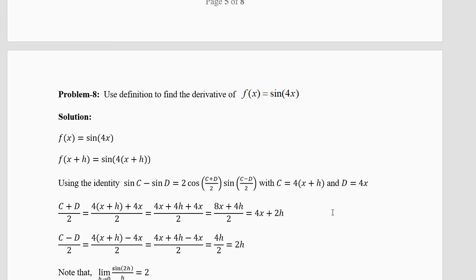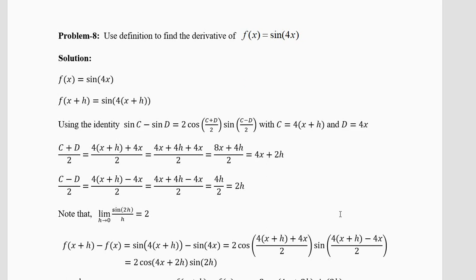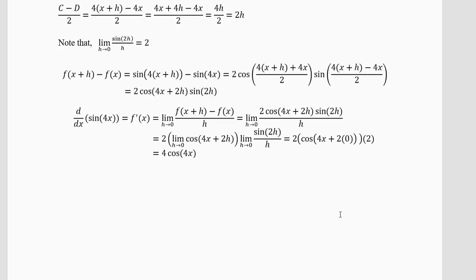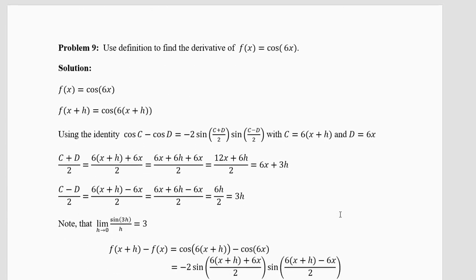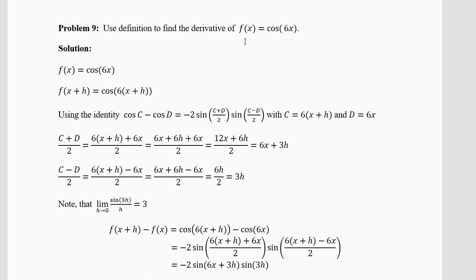The cosine is similar, but the steps are a little different. The algebra steps are the same, but the numbers will change. Now use the definition and find the derivative of f of x equal to cos 6x. Take f of x, take f of x plus h. Don't open this bracket right now.